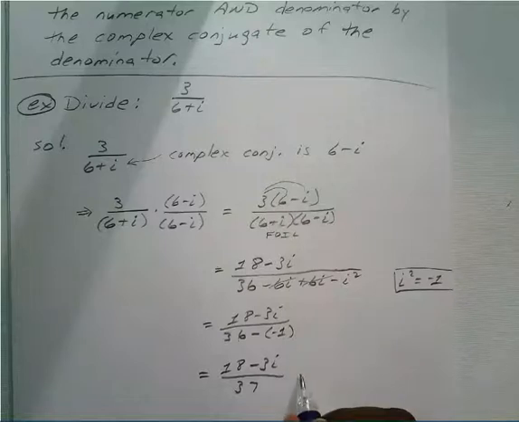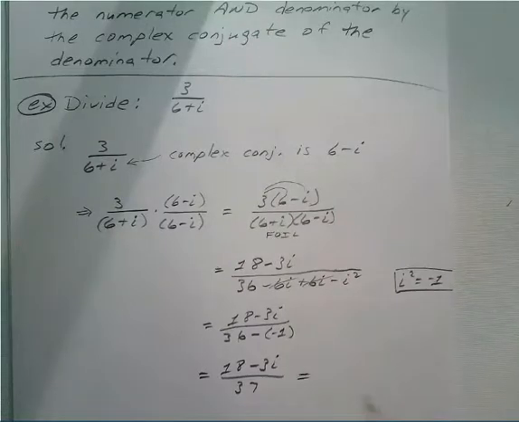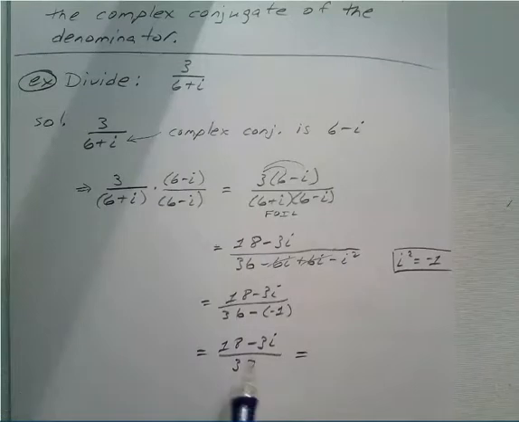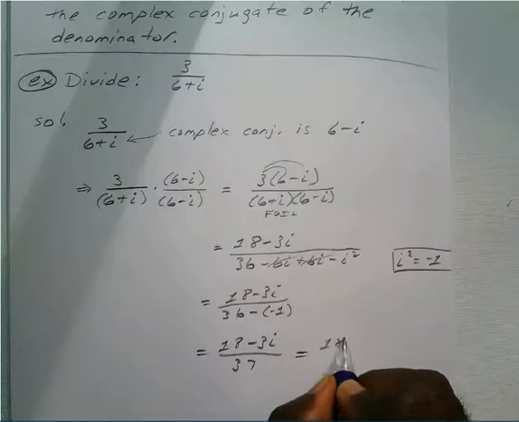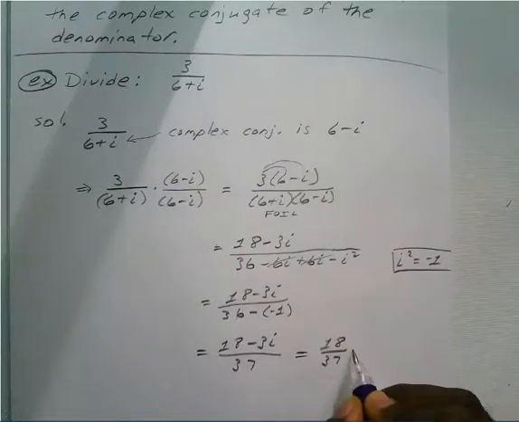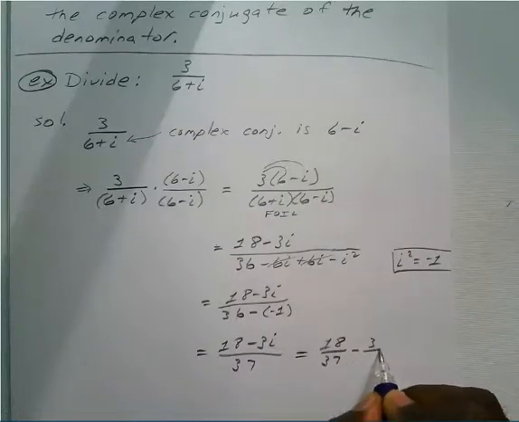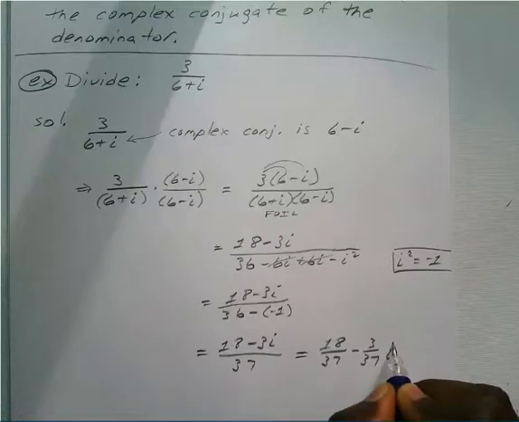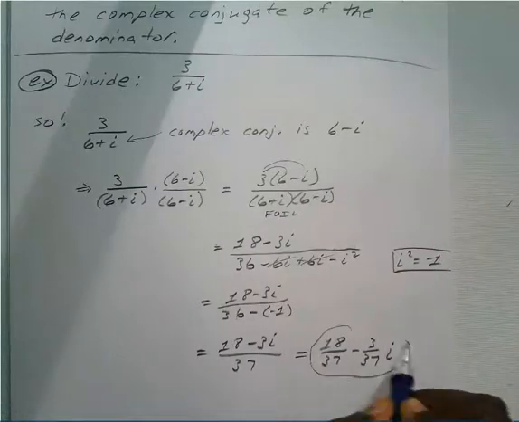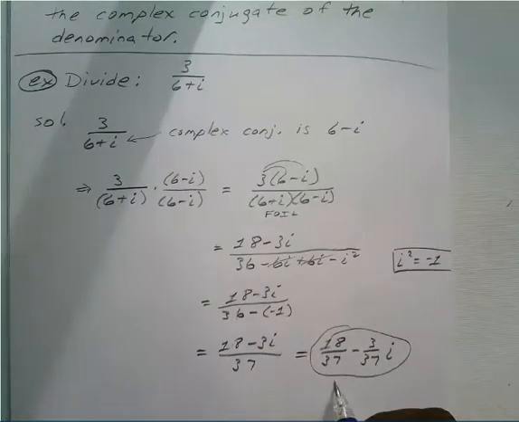Okay, now if they asked for it in a plus bi form, you can just separate this fraction. We'll put the denominator under each numerator. So you have 18 over 37 minus 3 over 37 i. And this is your a plus bi form.